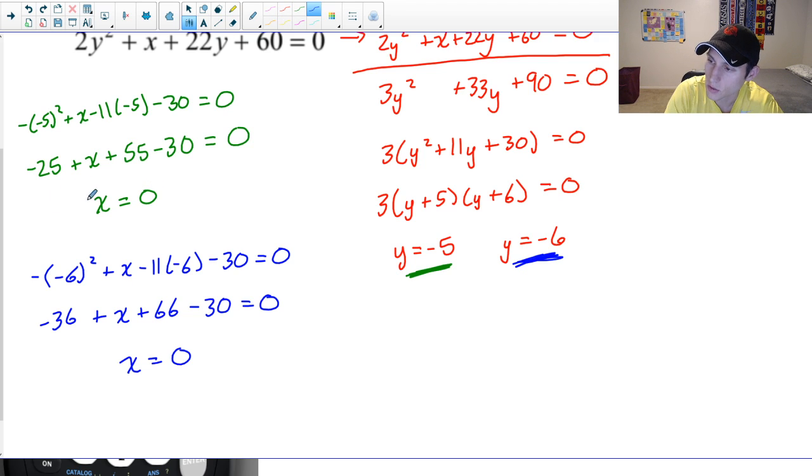Right, now this is a coincidence. This won't always happen, that we just get the same number. Sometimes it will, but not always. So we still have to plug in both of these values to see what we get, because sometimes we might get something different. All right, so my first point, I know that if x is 0, y is negative 5. And my second point, I know if x is 0, we also could get negative 6.